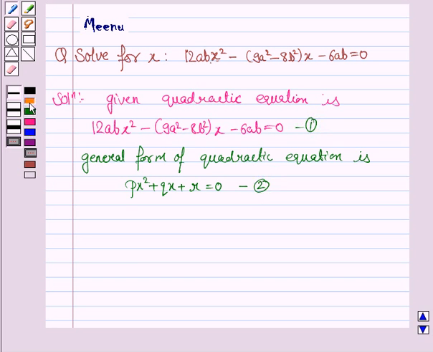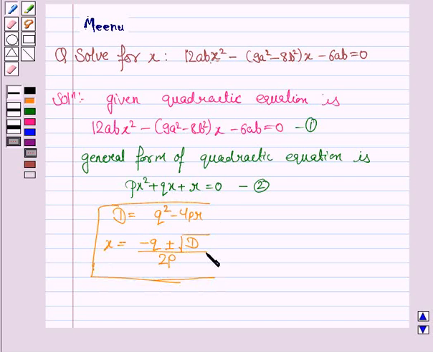Now, how do we solve such quadratic equation for x? We first find out d, which is given by the formula q² - 4pr, and the value of x is obtained by the formula (-q ± √d)/2p. You must remember this formula while solving this quadratic equation.